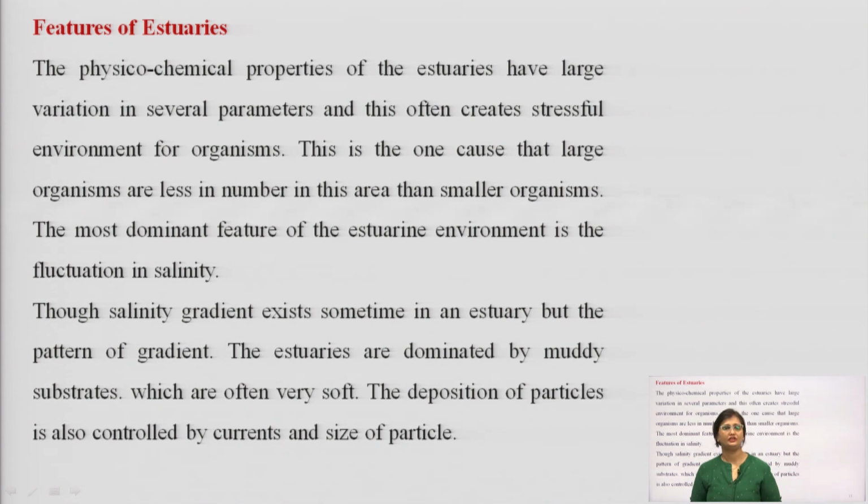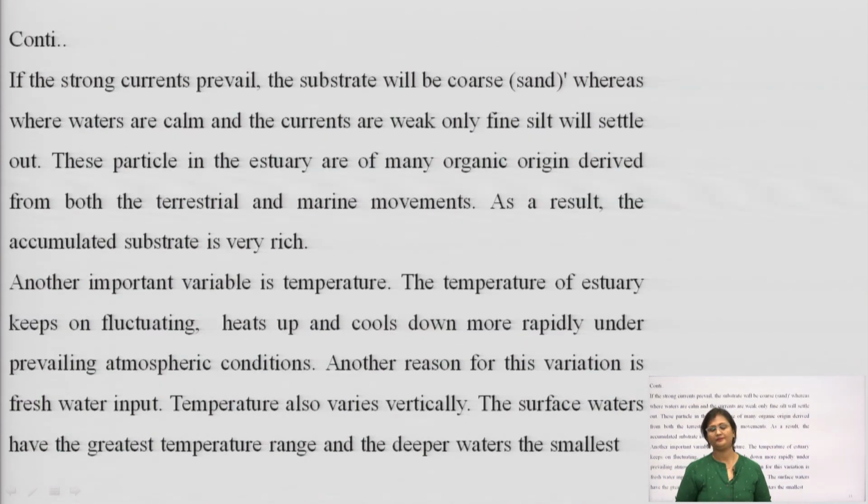The most dominant feature of the estuarine environment is the fluctuation in salinity. Though a salinity gradient sometimes exists in an estuary, estuaries are dominated by muddy substrates which are often very soft. The deposition and size of particles are controlled by currents. If strong currents prevail, the substrate will be coarse, whereas where waters are calm and currents are weak, only fine silt will settle. These particles in the estuary are of many organic origins, derived from both the terrestrial and the marine environment. As a result, the accumulated substrate is very rich.